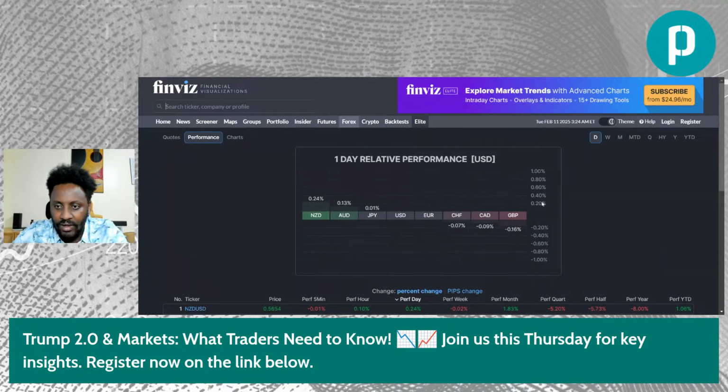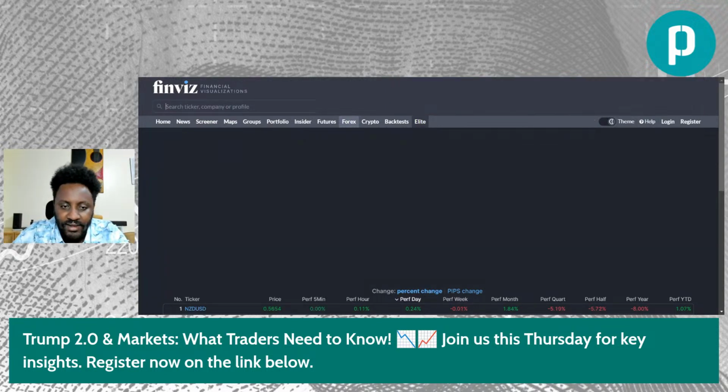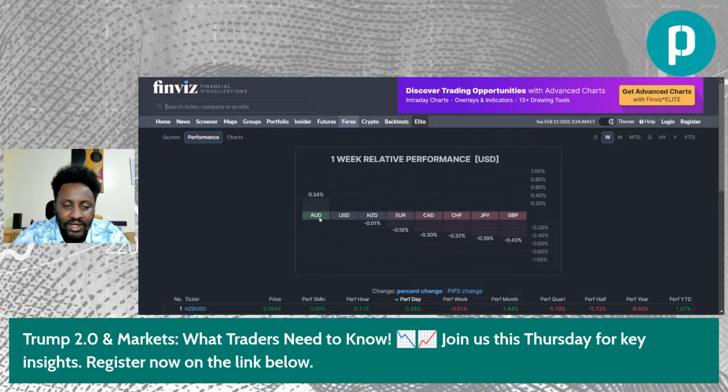From here, if you look at the weekly performance, the Australian dollar is still pretty strong, with a 0.34% gain. And this is in correlation with gold. Whenever you see a very strong performance in gold, we also expect to see some positives in the Australian dollar. The UK pound, yen, and Swiss franc have been the major losers for the week.